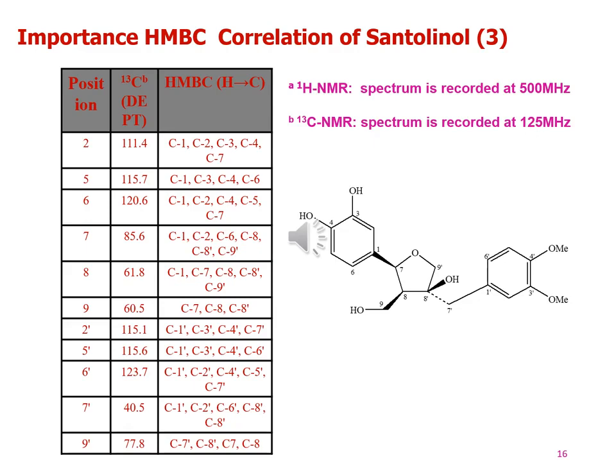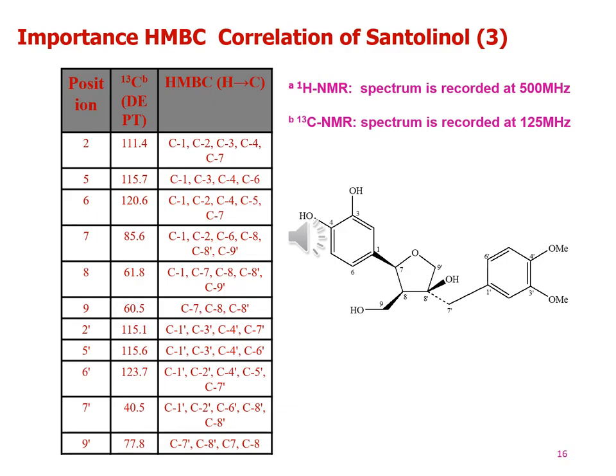Now you can see over here the relations of the protons with the specific carbons. We will discuss here. Proton 2 shows correlations with carbon 1, carbon 2, carbon 3, carbon 4 and carbon 7 position. Proton 5 shows correlations with carbon 1, carbon 3, carbon 4 and carbon 6. Proton 6 shows correlations with carbon 1, carbon 2, carbon 4, carbon 5 and carbon 7. Proton 7 shows correlations with carbon 1, carbon 2, carbon 6, carbon 8 prime and carbon 9 prime. Proton 8 shows correlations with carbon 1, carbon 7, carbon 8 prime and carbon 9 prime. Proton 9 shows a correlation with carbon 7, carbon 8 and carbon 8 prime.